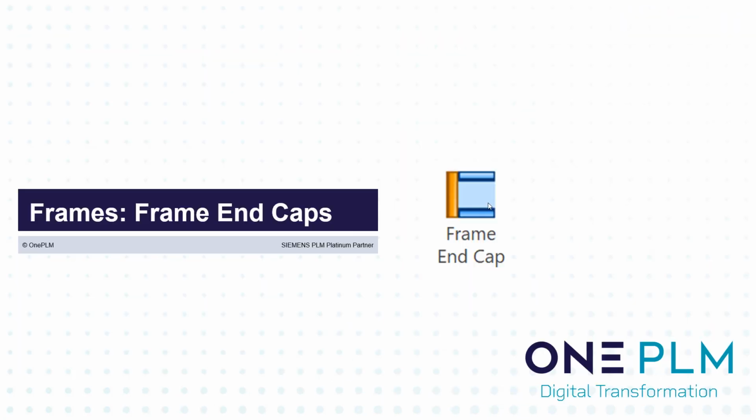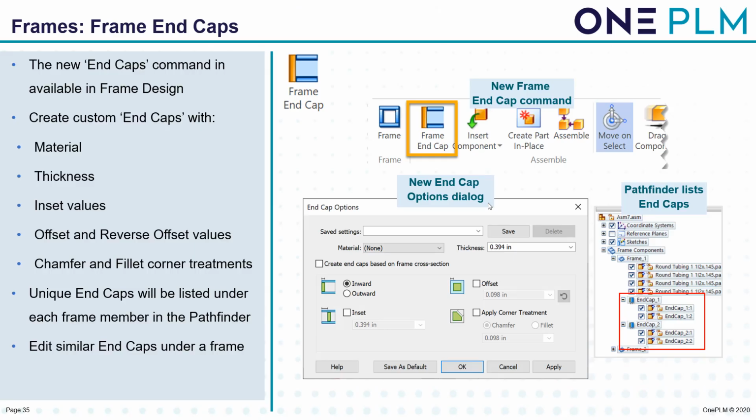Another option is frame end caps. This is automated end caps. We've got a brand new dialog box on here. Save settings, very important, so we can do this quickly. Then we decide the material, the thickness, the inset values, whether we want to go inside or outside, and if we want to add any chamfers or any other corner treatment on those. So it's quite a useful command.